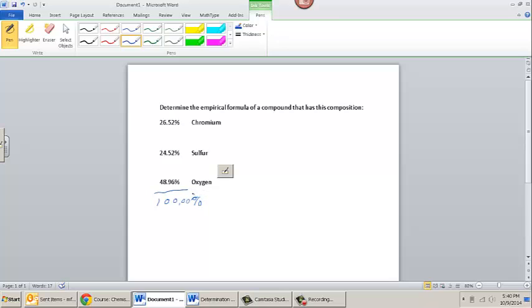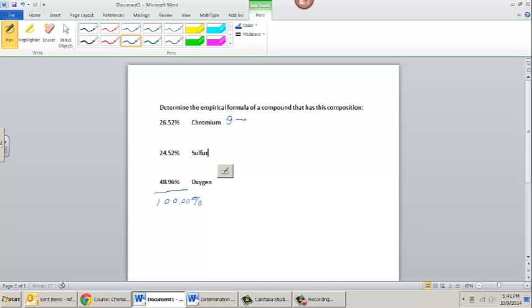So what you could say is that you basically just started off with a 100 gram sample. I mean, this is maybe not exactly what happened, but this is a trick that you can use to actually convert these to gram amounts. So if you had a 100 gram sample, then these actually would be the gram quantities of each of these elements.